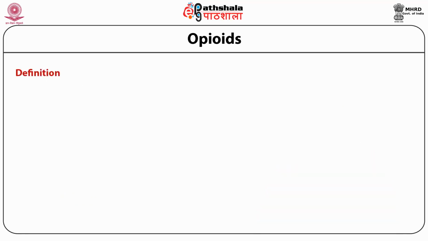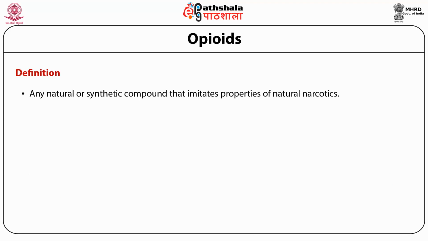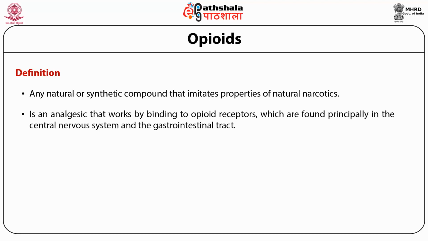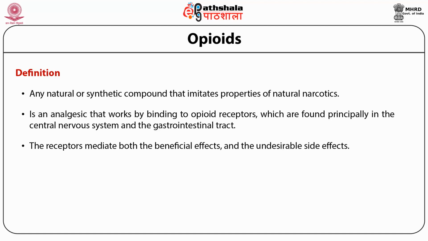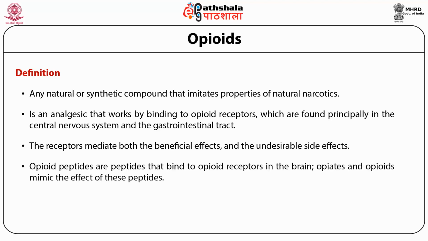The definition of an opioid is any natural or synthetic compound that imitates the properties of natural narcotics. So what is the property of an opioid peptide? It is an analgesic that works by binding to opioid receptors, which are found principally in the central nervous system and the gastrointestinal tract. These receptors mediate both the beneficial effects as well as the undesirable side effects. These opioid peptides bind to the opioid receptors in the brain, and opiates and opioids mimic the effect of these peptides.